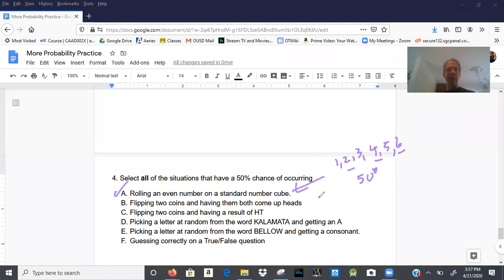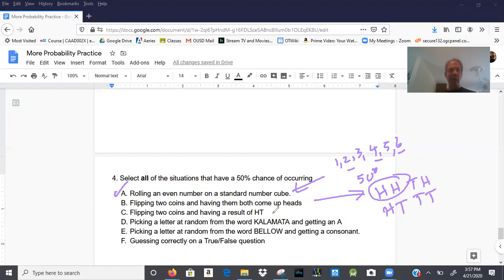2 coins and having them both come up heads. Once again, our sample space: heads heads, heads tails, tails heads, tails tails. Having them both come up heads is heads heads. That's only 1/4, so that is not 50%.